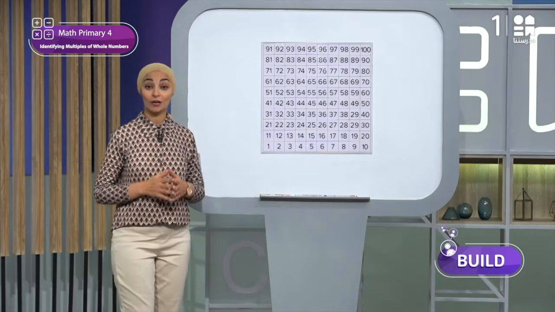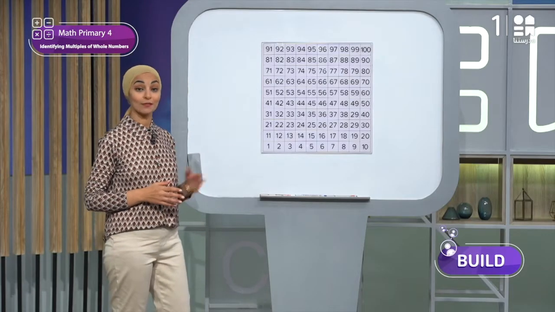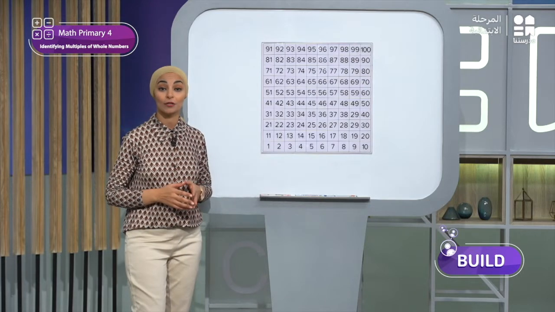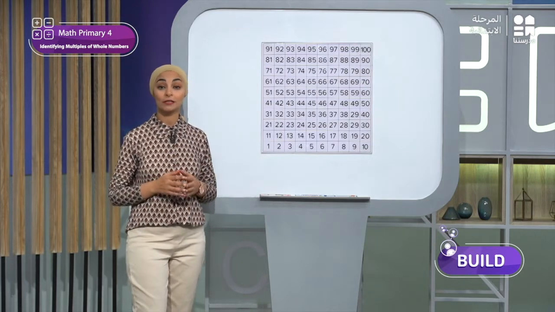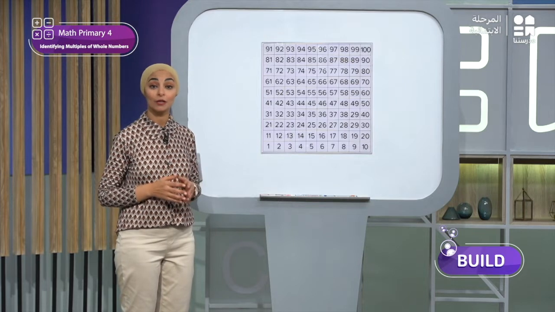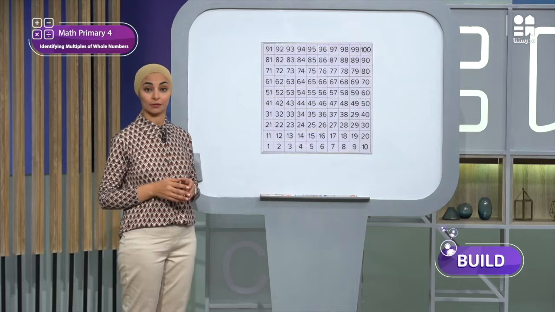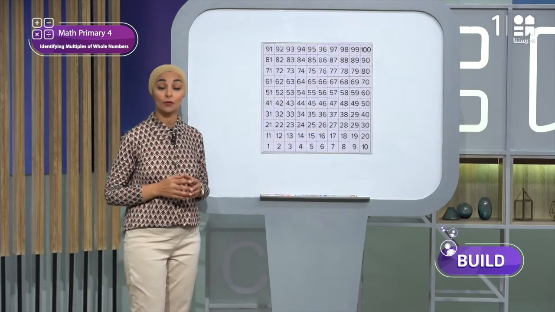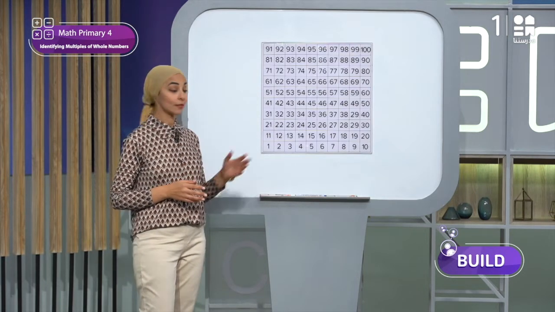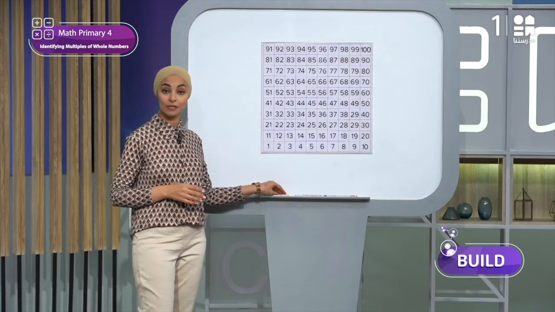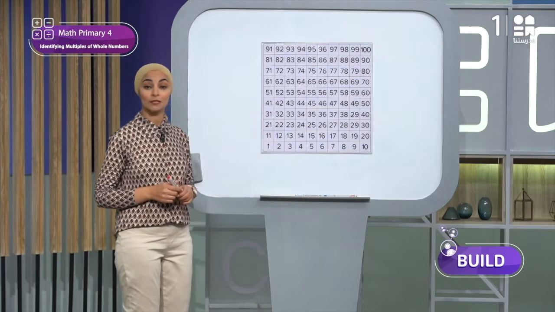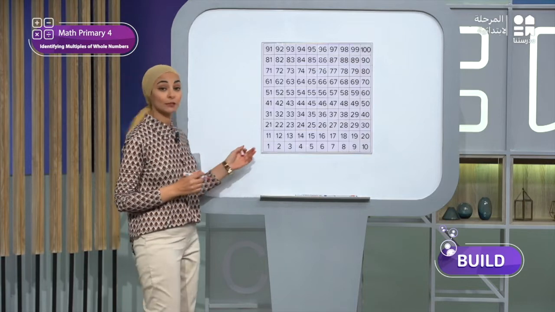And now, after you have colored the multiples of 2 and 3 in the 100 chart, in the second part of build, we are asked to identify مطلوب مننا نحدد the pattern repeated in the multiples of the numbers colored in the 100 chart. طيب تعالوا ناخد multiples of 2 as an example. This is the 100 chart, like you see here. Let's color multiples of 2. تعالوا نشوف بقى multiples of 2.